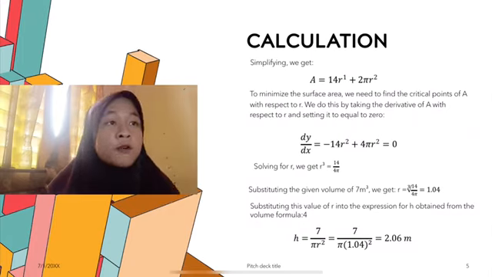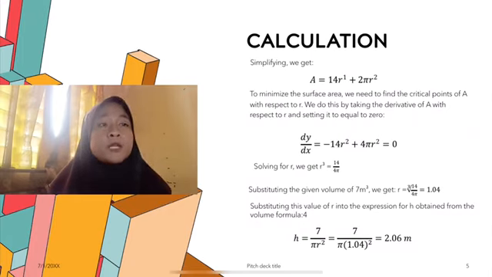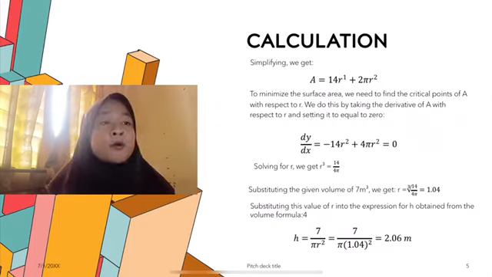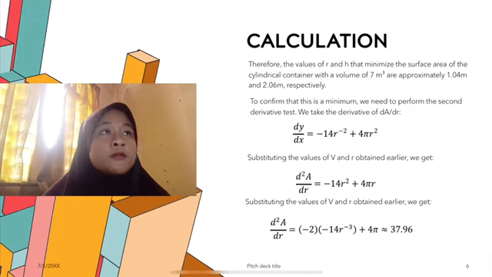Substituting this value of r into the expression for h obtained from the volume formula, h equals 7 per pi r power of 2, equals 7 per pi times 1.04 power of 2, we get 2.09 meter. Therefore, the values of r and h that minimize the surface area of the cylindrical container with a volume of 7 meter cube are approximately 1.04 meter and 2.06 meter respectively.